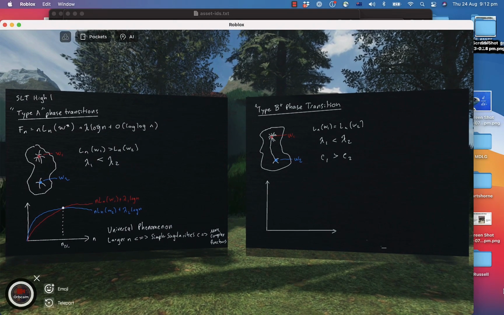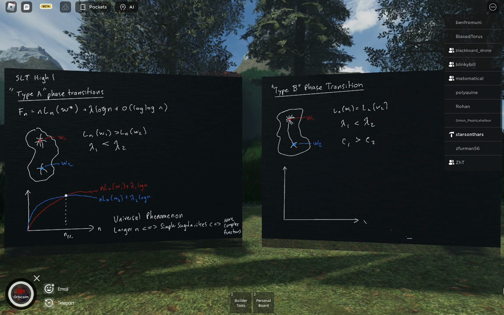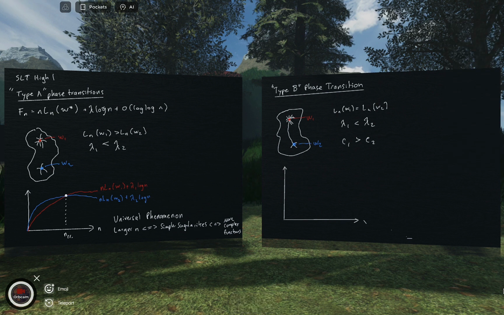And we see that, okay, getting used to this. That now, eventually there's a transition from the more complex fit, from W2 to W1.